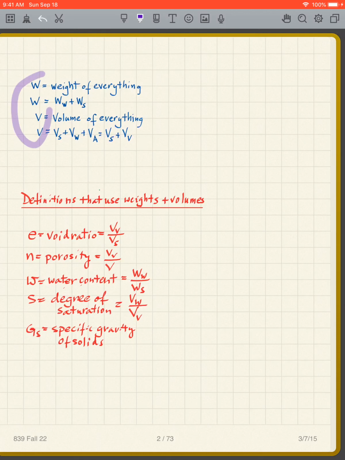So these are with no subscript. So when there's no subscript, we're talking about the weight of everything, or the volume of everything. The basic terms: e is void ratio, n is porosity, small w is water content, S is degree of saturation, G sub S is specific gravity of the solids.